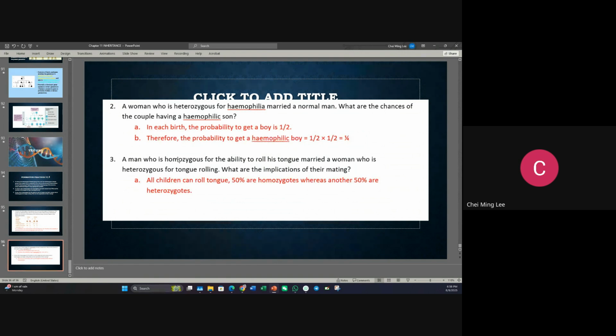For number 3, a man who is homozygous for the ability to roll the tongue marries a woman who is heterozygous for tongue rolling. So what's the implication? It means that all of the children can roll their tongues. 50% are homozygous and another 50% are heterozygous, because one is homo and one is hetero. Okay, correct.